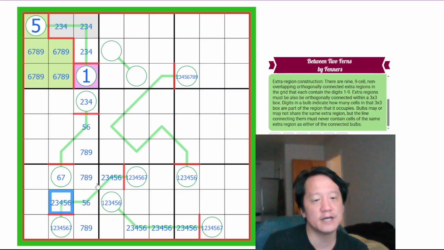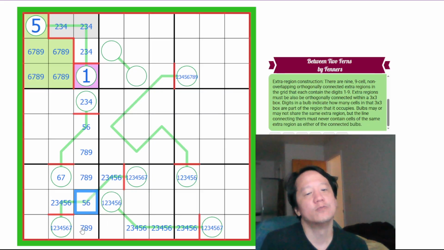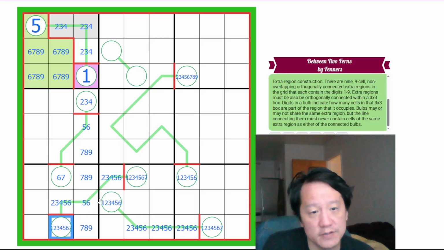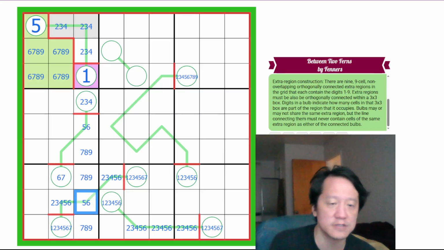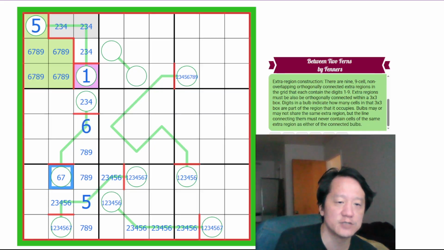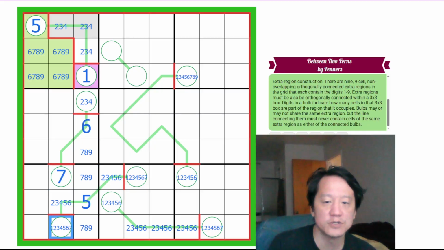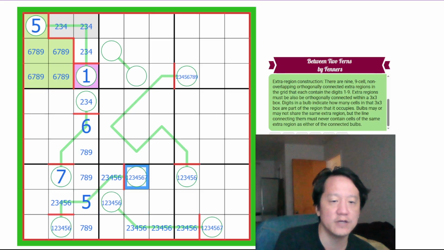This must have 5 or 6 here, which means if this is 6, one of these would have to be 7, because they can't be greater than 7. But then that would eliminate all possibilities for that cell. So this can't be 6. This is 5, which makes that 6, which makes this a 7. So this has to be 7 here.